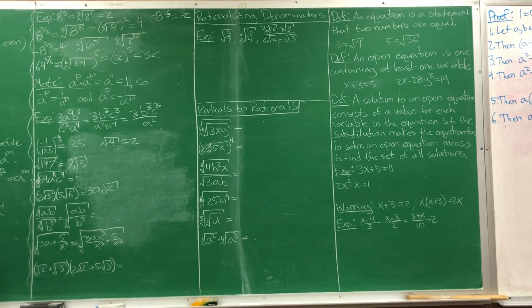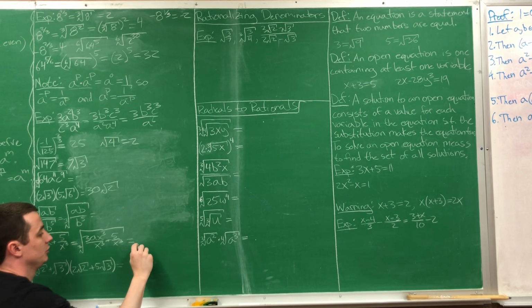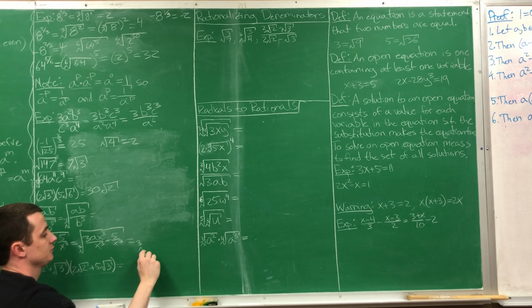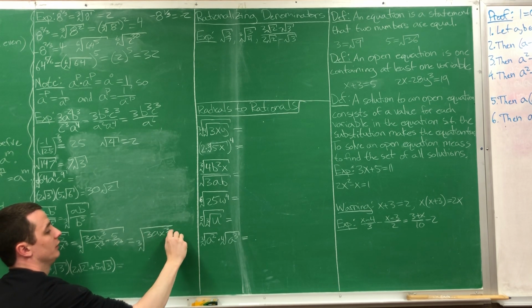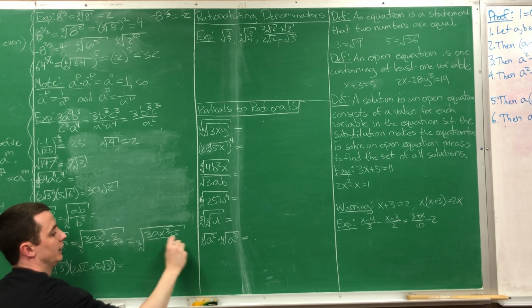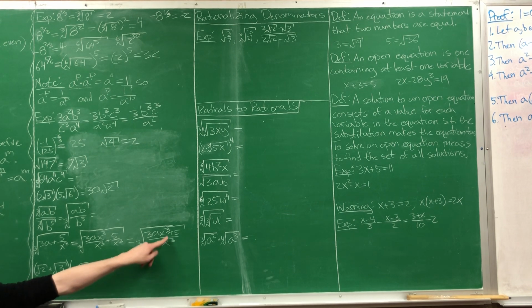Okay, so now I have a common denominator, so I can write that all as one fraction. So this is equal to the cubed root of 3ax cubed plus 5 all over x cubed, right? All right, can we do anything else? Cancel the x cubes? No, no, no. I cannot cancel that with that.